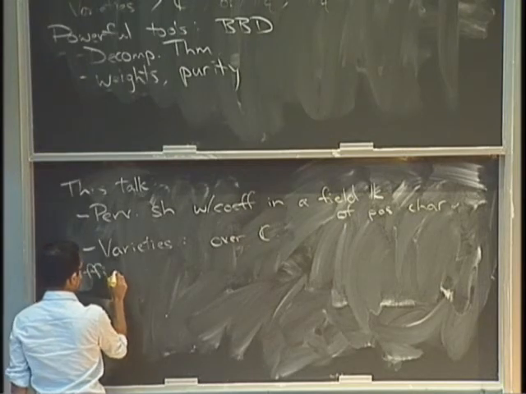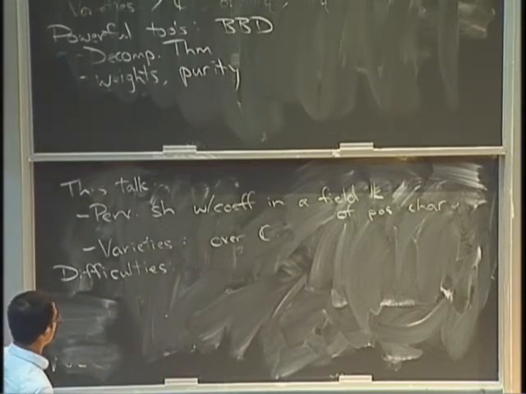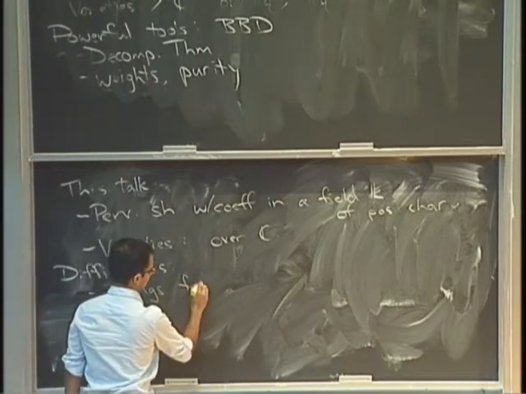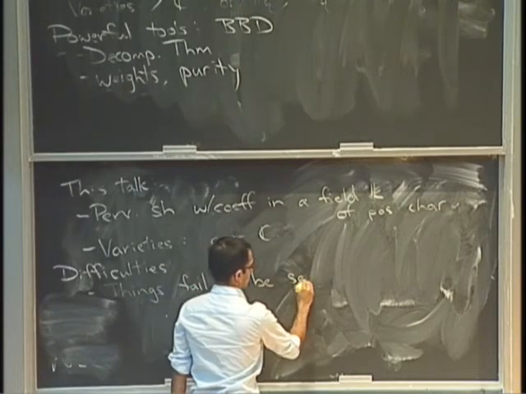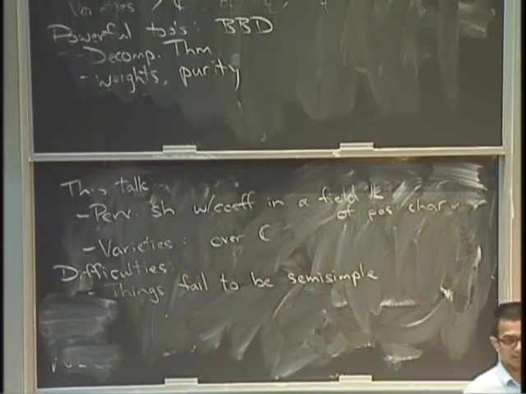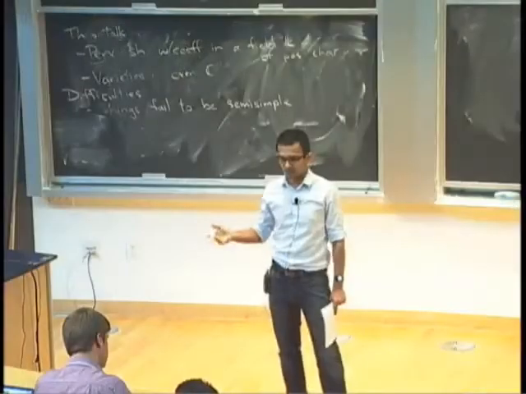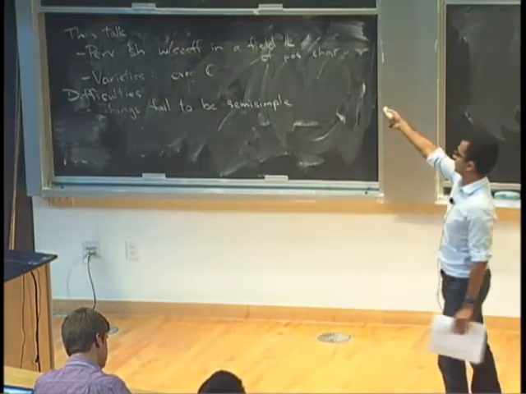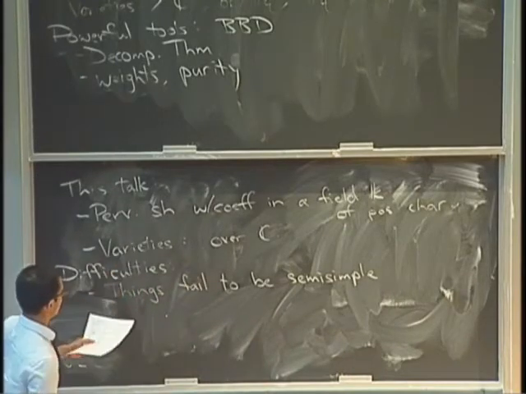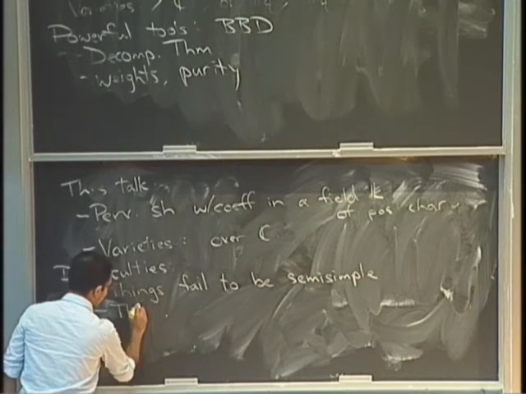So here are the difficulties that come up. The biggest thing is that things fail to be semi-simple a lot. Yesterday, when I discussed the semi-simplicity of the induction and restriction functors, that was from the decomposition theorem and Braden's work on hyperbolic localization, and both of those things depend on the theory of weights and purity. So both of those things go wrong in positive characteristic. The other thing is that things are hard to compute.